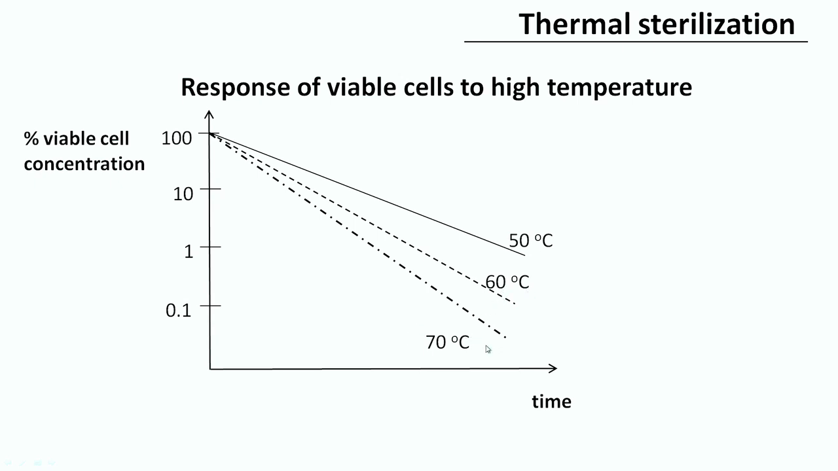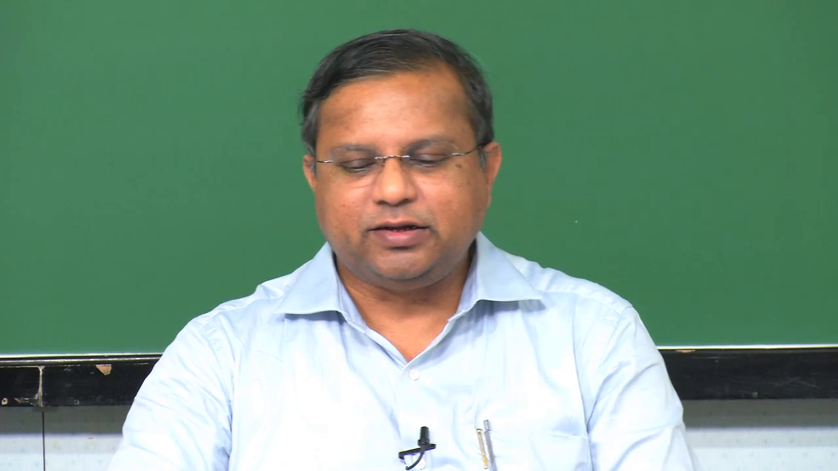And similarly, at 70 degrees C, the response is linear, but the slope of this curve is larger compared to the ones at 50 degrees C or 60 degrees C. This is the typical response that is observed when viable cells are exposed to high temperature that is higher than their normal operating temperature. This kind of behavior is applicable for a suspension of single cells, cells separately, not clumped together and so on and so forth.